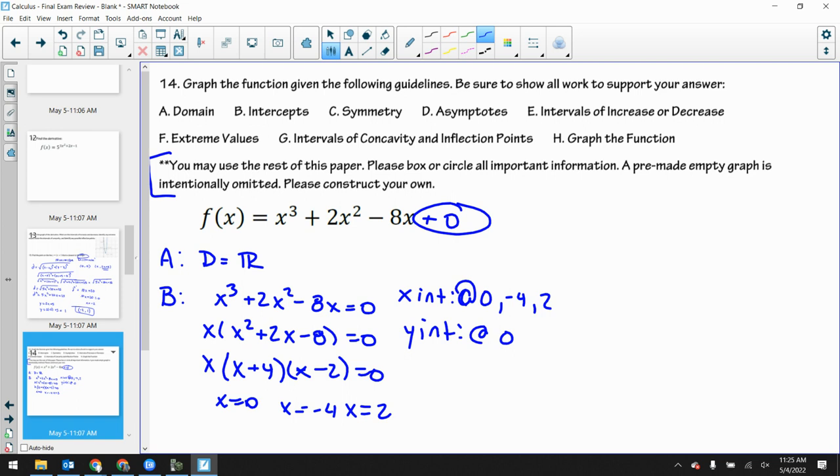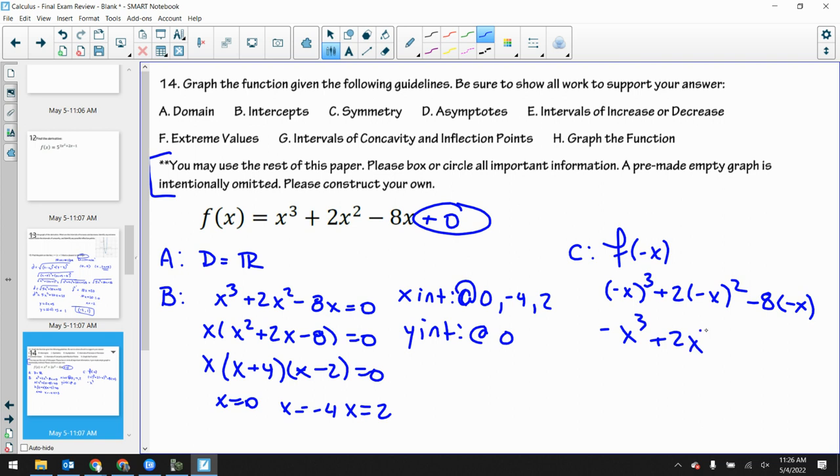All right, third step, finding if there is any sort of symmetry. Remember, to find if there's any sort of symmetry, you find f of -x and see what happens. So in this case, it's going to be (-x) to the third plus 2 times (-x) squared minus 8 times (-x). So this is going to be -x to the third plus 2x squared plus 8x. Is there any sort of symmetry? No. No symmetry at all.